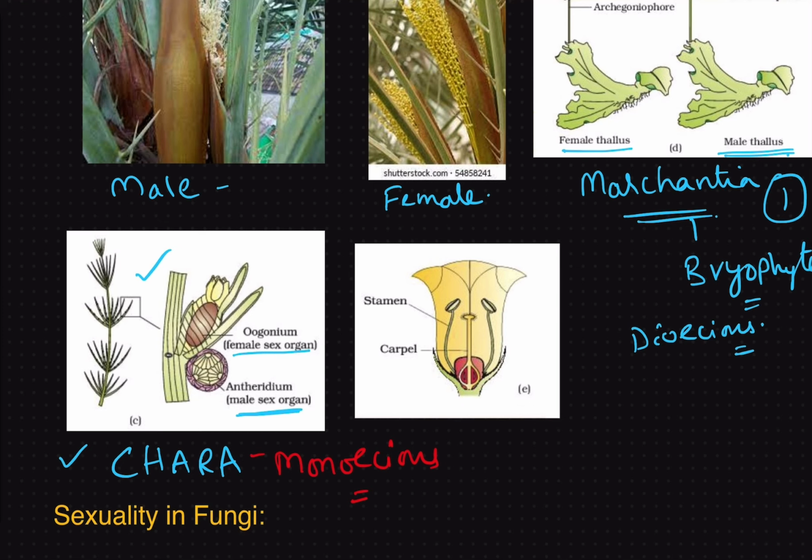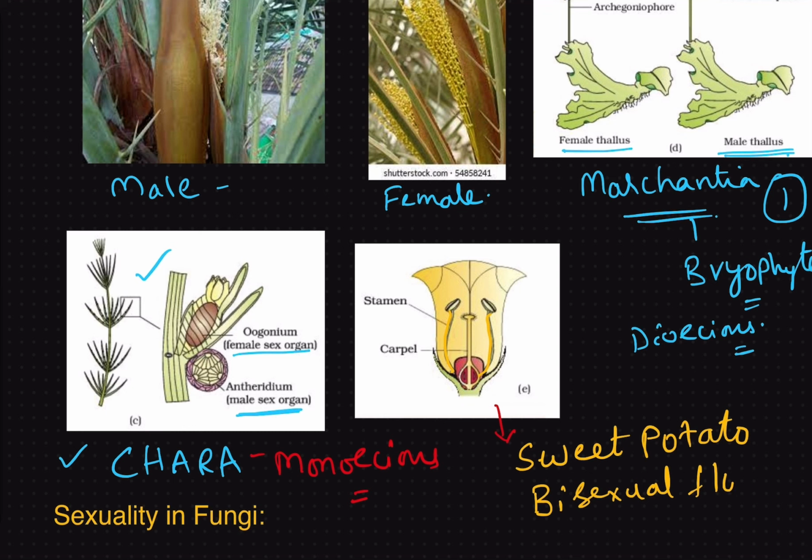Coming to this one, sweet potato. It is showing both the reproductive structures, the male stamens as well as the female pistil, on the same flower. Sweet potato is an example of a bisexual flower.